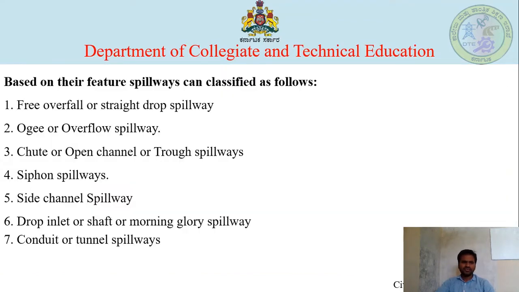Based on their features, spillways can be classified as follows. The first one is the free fall spillway, also called a straight drop spillway. The second one is the ogee or overflow spillway. The third one is the chute or open channel or trough spillway. The fourth one is the siphon spillway. The fifth one is the side channel spillway. The sixth one is the drop inlet or shaft or morning glory spillway. The last, the seventh one, is the conduit or tunnel spillway.